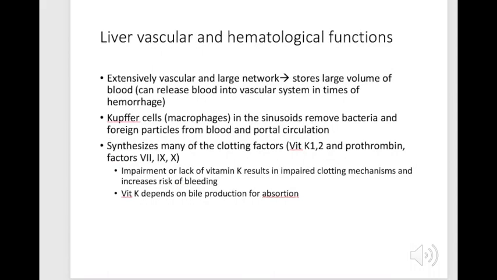Liver vasculature and hematologic function: the liver is an extensively vascular organ with a large network. It stores large volumes of blood, which can be released into the vascular system in times of hemorrhage. We have those Kupffer cells, which are macrophages that remove bacteria and foreign particles, and the liver also synthesizes many clotting factors, including vitamin K-dependent factors 1, 2.